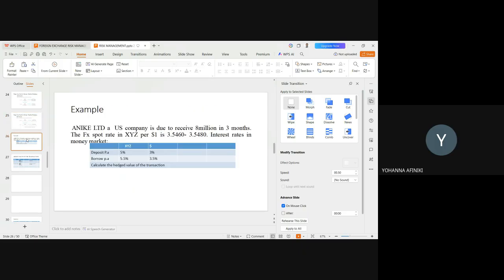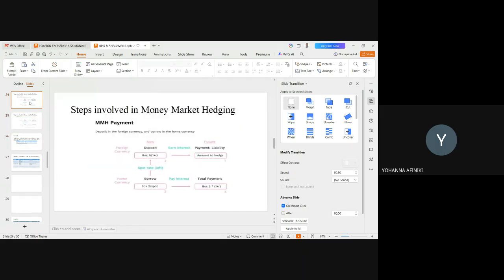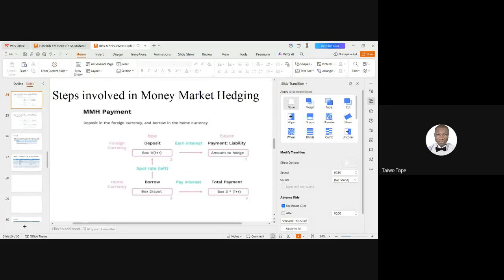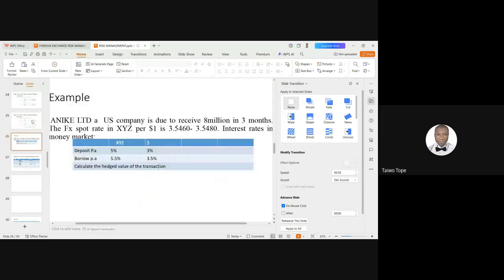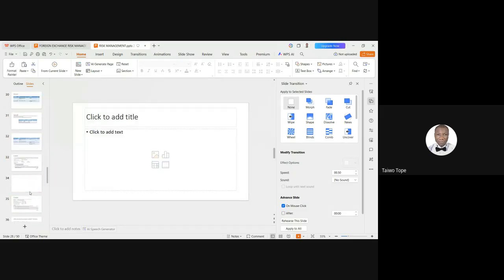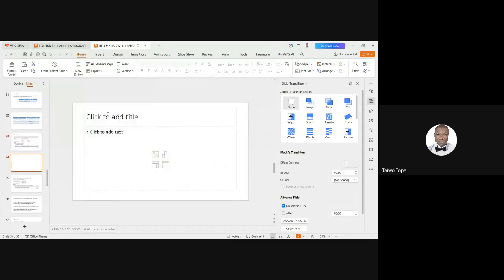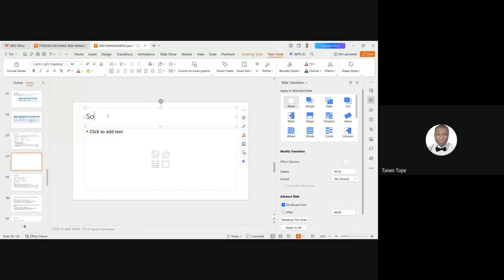Please let me screenshot the payment table. In case it's not clear, you can check the slide on the group. Thank you, sir. Save it. So now, going by this question, we can also follow our table solution.